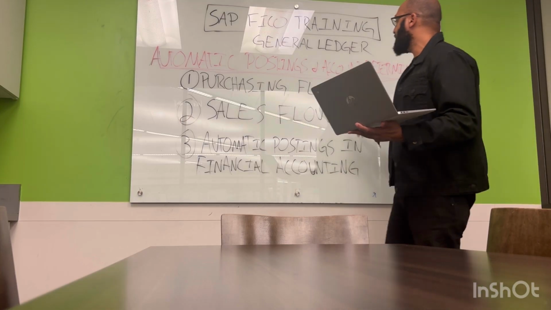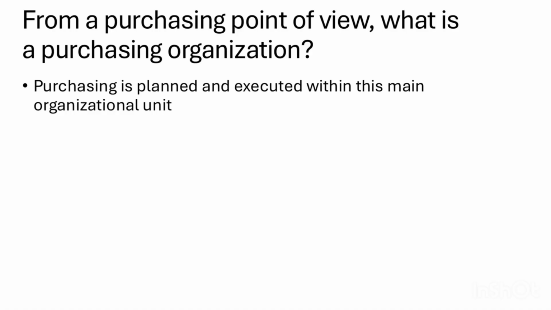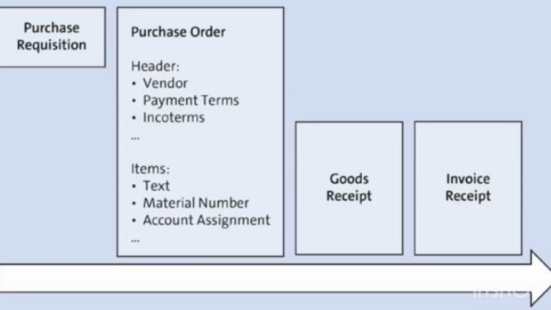Now we're diving into purchasing flows. Question, from a purchasing point of view, what is a purchasing organization? Purchasing is planned and executed within this main organizational unit. And here's a picture for you, showing you a general flow of purchasing, from the requisition to the purchase order, that's ME21N, goods receipt and invoice receipt.